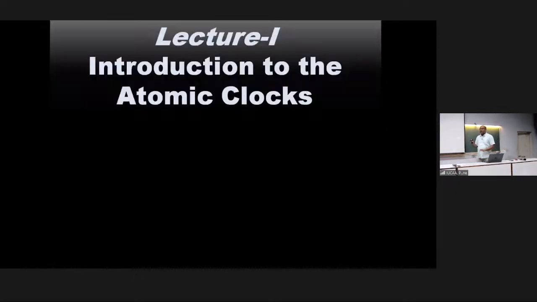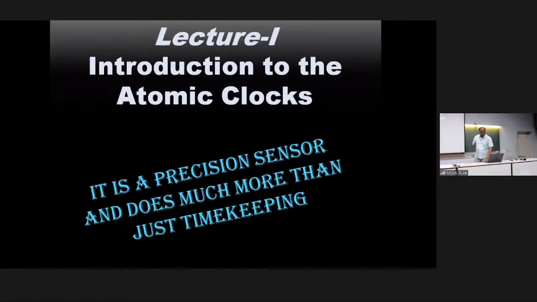Now I am coming to the topic of my lecture, and that is introduction to the atomic clocks. This is actually what I already started with, that this is a precision sensor. That's why the name is atomic clock, the name of the instrument. Otherwise, if it is for time and frequency metrology, then it would be what? Standards. So the standard has to come if you want to use it for the metrology time standard purpose. Otherwise, this is just a sensor which can sense many things.